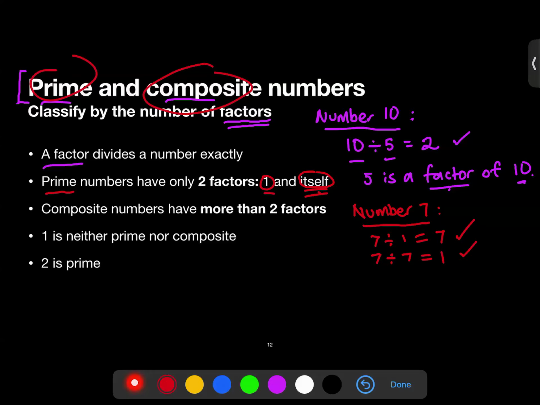However, the number 7 is not divisible by other numbers. So 7 divided by 2 is 3.5, but that is not exact division. And so on. 7 is not divisible by 3, 4, 5, 6, for example. So because it is divisible only by 1 and itself, 7 is prime.